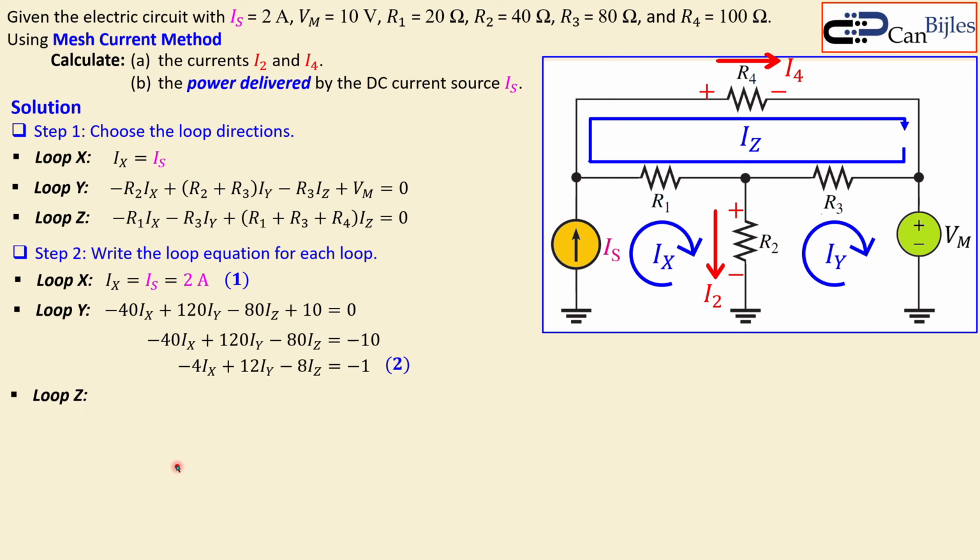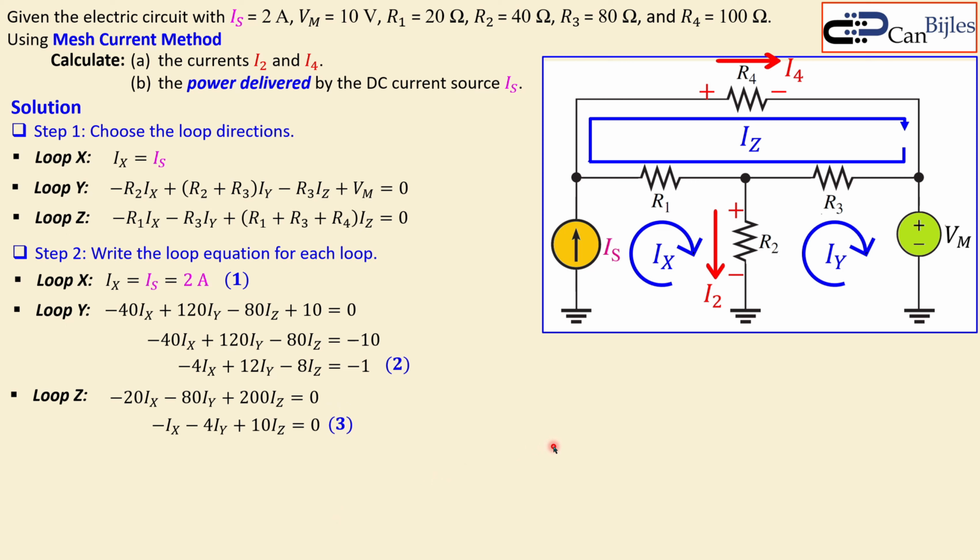Now going to loop Z, the final one, you can see the R1, R3 and the summation of these 3 resistors. These are here, so minus 20 Ix minus 80 Iy and plus 200 Iz is equal to 0. I can again divide this by, in this case, 20. I will get minus Ix minus 4 Iy and plus 10 Iz is equal to 0. Now let's also call this equation number 3.